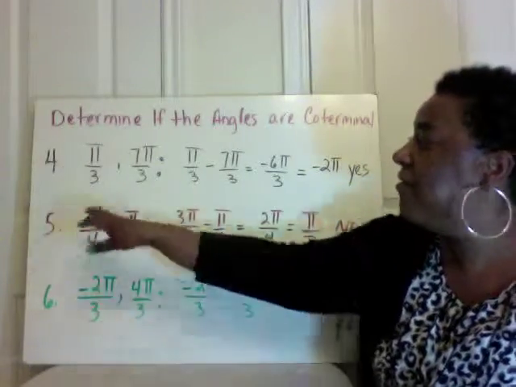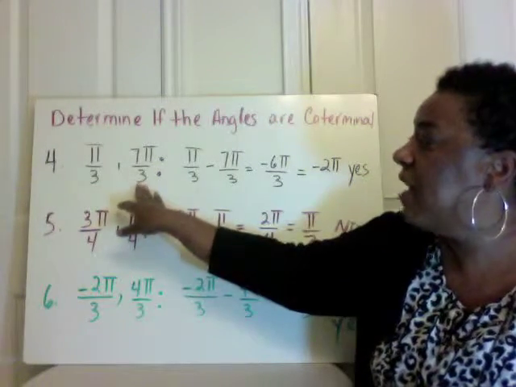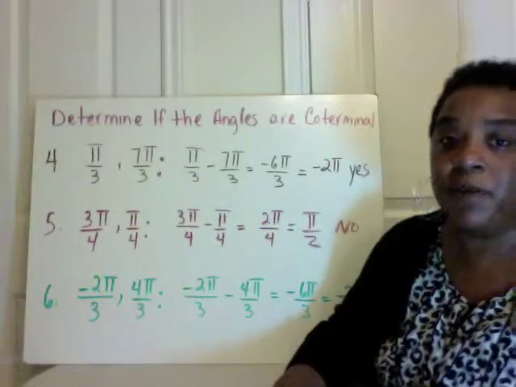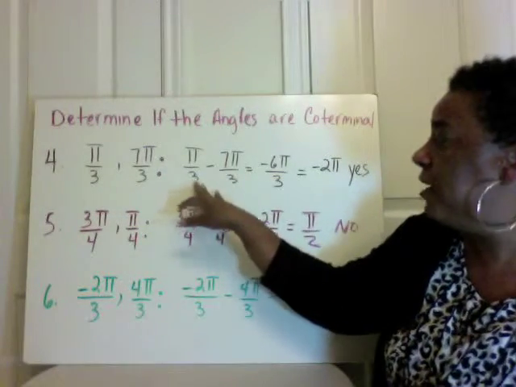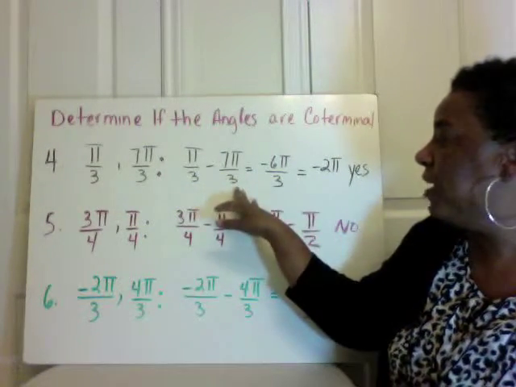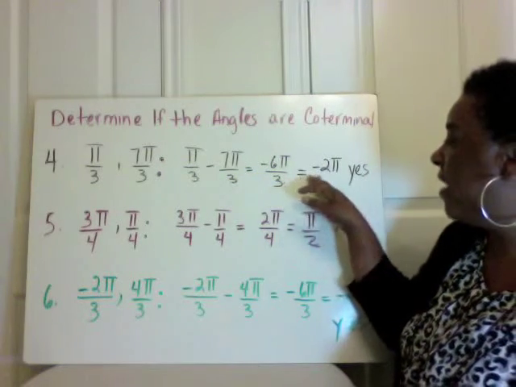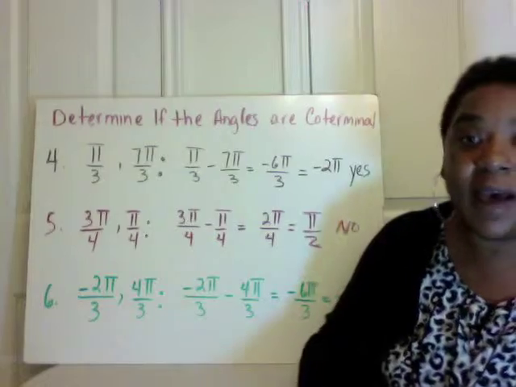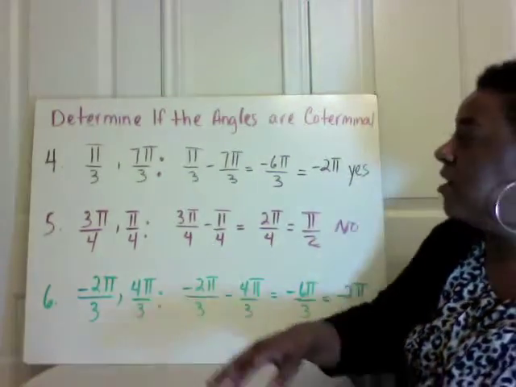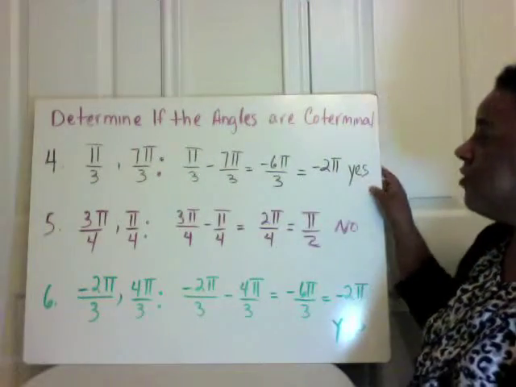Now let's see if pi over 3 and 7 pi over 3 are coterminal. So pi over 3 minus 7 pi over 3 equals negative 6 pi over 3, which equals negative 2 pi. Negative 2 pi is a multiple of 2 pi, so these two angles are coterminal.